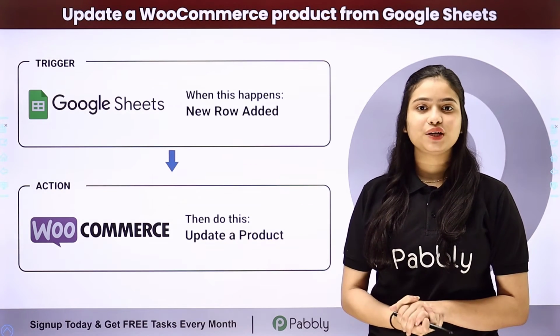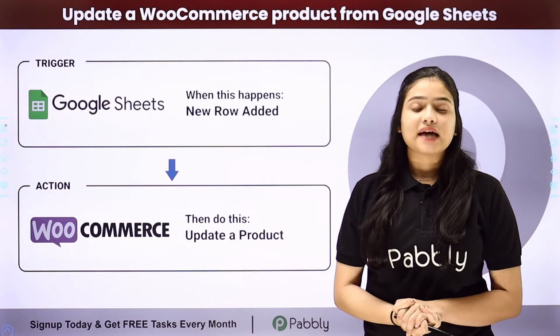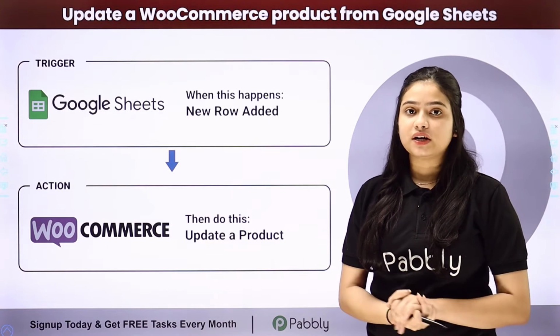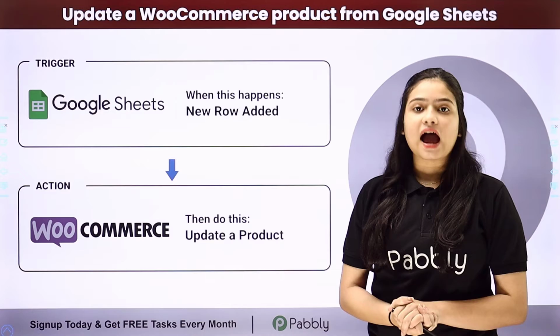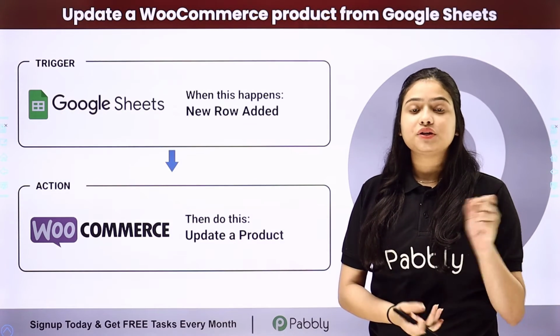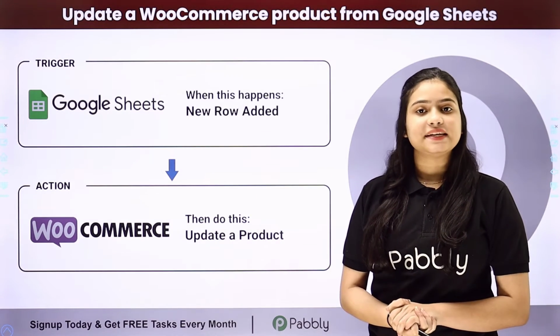In this video, we are going to learn how to update a WooCommerce product from Google Sheets. Suppose I am selling my products by using WooCommerce and I have also prepared a Google Sheets which contains the details of all my WooCommerce products. And now I want that as soon as I add a new row in that same spreadsheet, automatically by using that same response, the product should be updated in my WooCommerce store. So how are we going to automate this entire process?